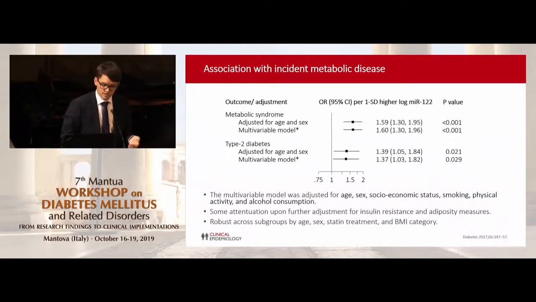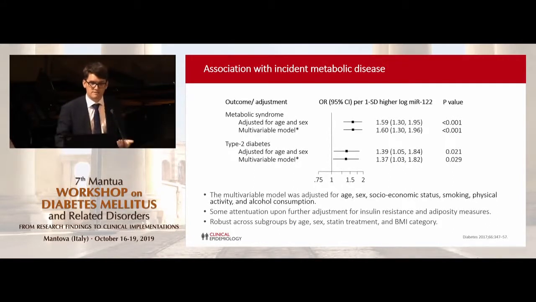So this is what our findings were like for the metabolic outcomes. You can see here the outcome of metabolic syndrome and type 2 diabetes, and this is the odds ratio per 1 standard deviation higher level of log-transformed microRNA 122. You can see those estimates on the right side of the null line. So there's a positive association, an increase in risk that was actually quite strong, especially for the metabolic syndrome. You can see estimates here for the age and sex adjusted model, 1.59, and for type 2 diabetes it was 1.39.